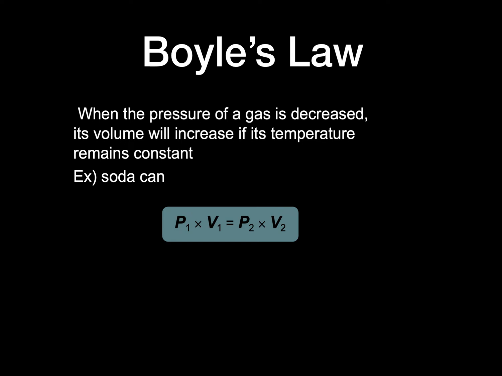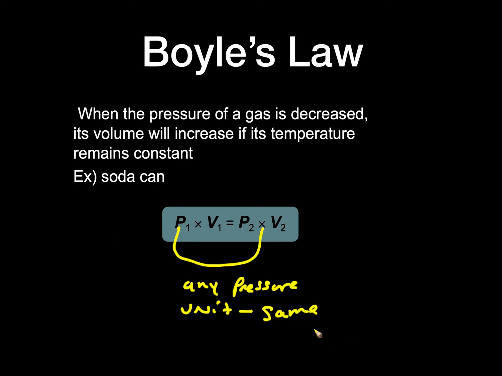You don't have to write the little multiplication symbols if you don't want to. You could just put the variables next to one another. So the pressure unit could be any pressure unit. That should be the same on both sides. So we can't have a P1 in atm and another one in torr. They have to be the same.